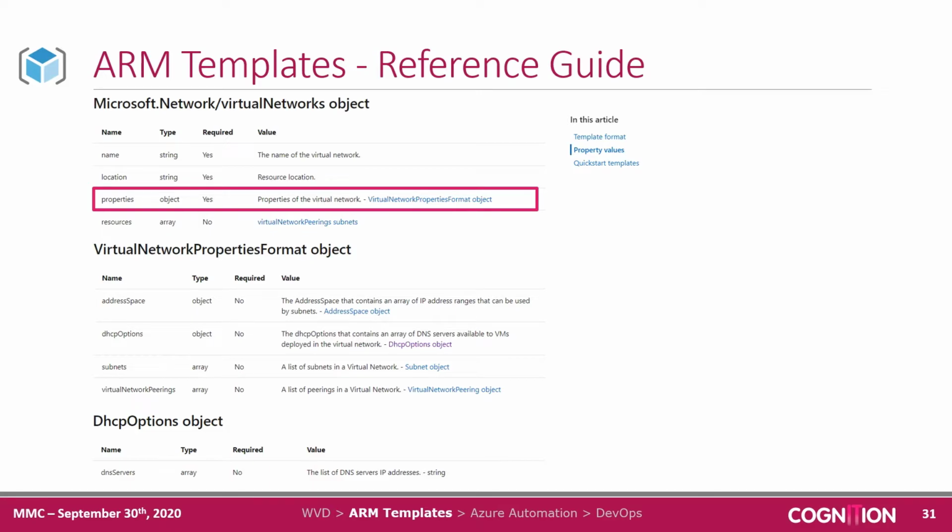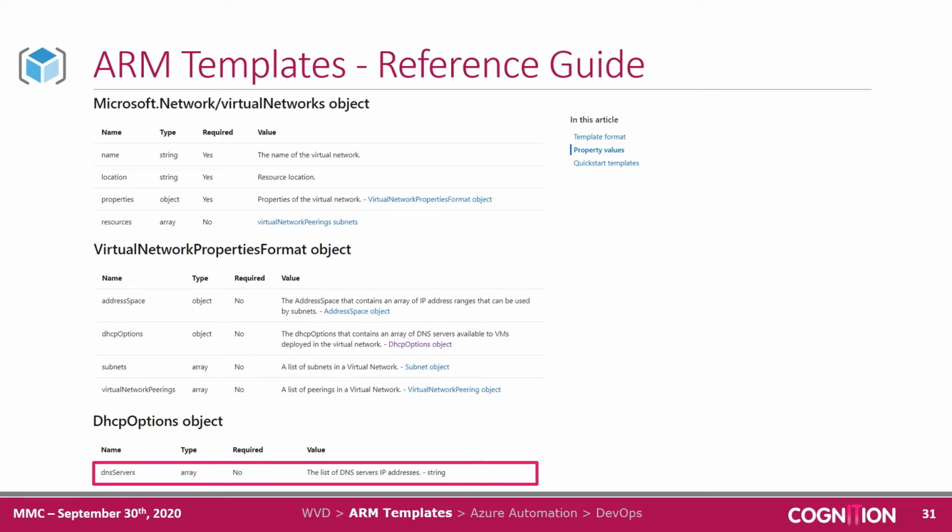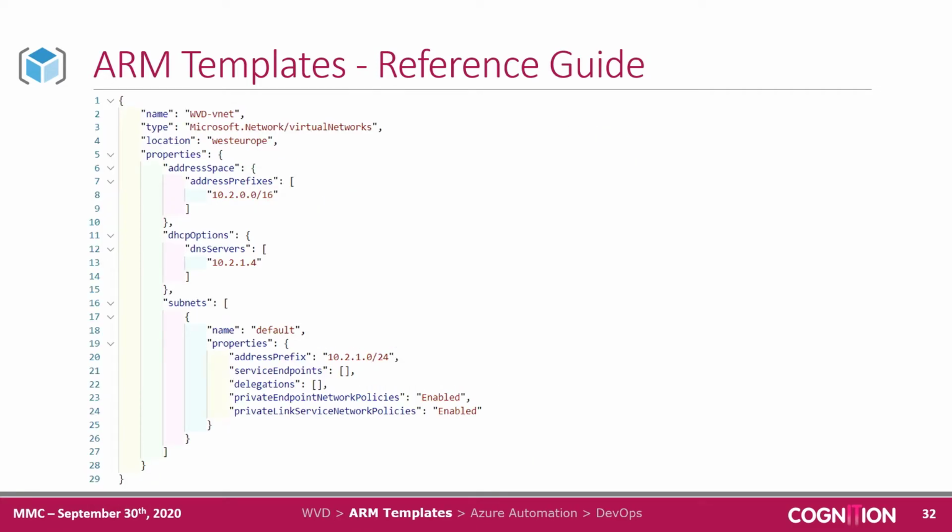So it shows you that you have your properties. That, for instance, what different properties that you can select, for instance, DHCP options, and detailed within those DHCP options, for instance, your DNS server. That allows you to specify the DNS server that is linked to your virtual network, one of the prerequisites for WVD. And with all the information in the reference guide, you can quickly build your own edition or customize that downloaded ARM template even further.